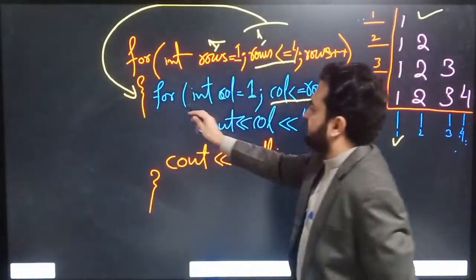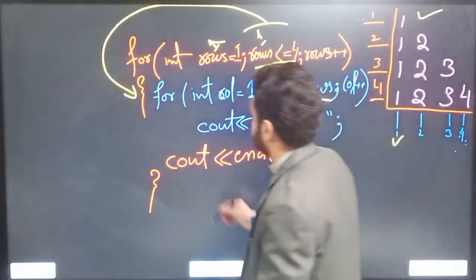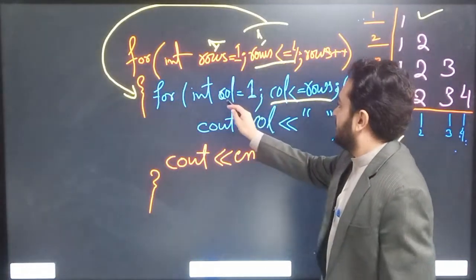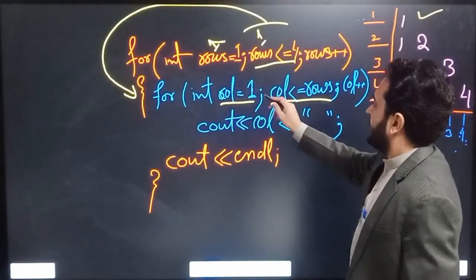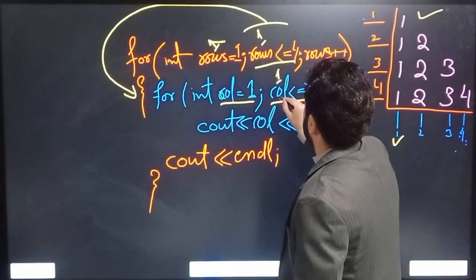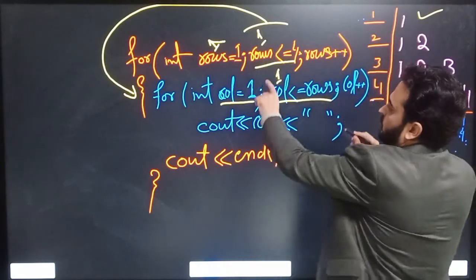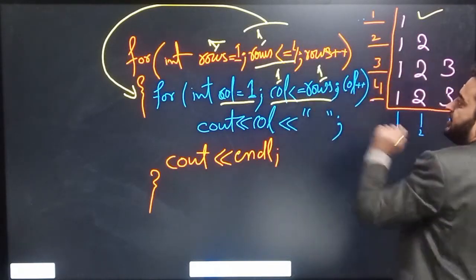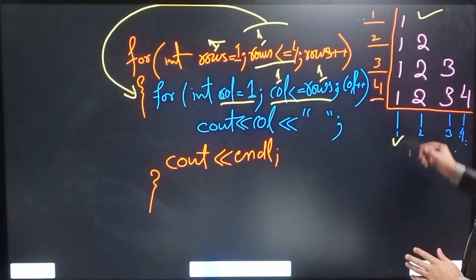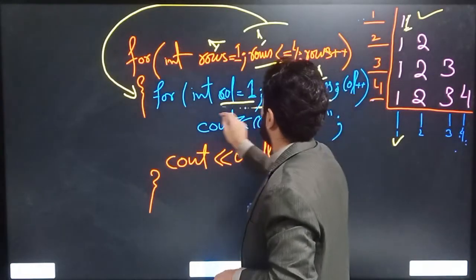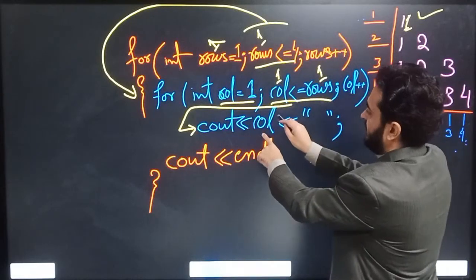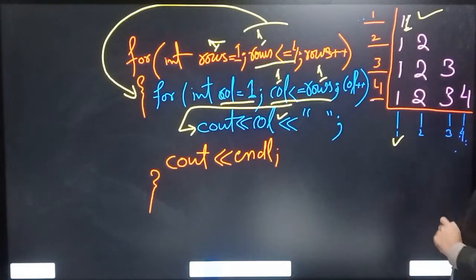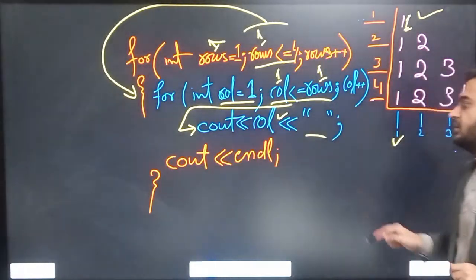In the body of the outer for loop, the inner for loop will be executed. The inner for loop will start from column equal to 1. So column is now equal to 1, and column 1 is less than or equal to rows. What is the value of rows now? This is 1. So is 1 less than or equal to 1? Yes, 1 is equal to 1. The execution will come down to the cout statement, and the value of column will be printed. What is the value of column now? This is 1. We will see 1 on the screen, and then a space.